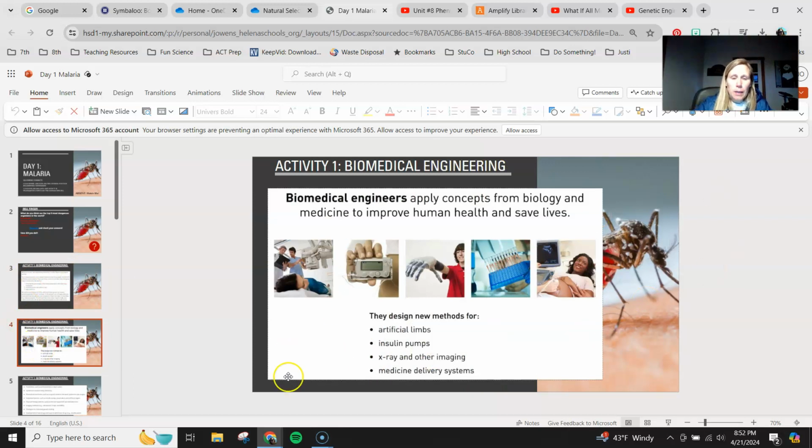Okay, so when we talk about this kind of job that you are being assigned, this is mainly what a biomedical engineer would do. And it's not just looking at pharmaceuticals in the sense of malaria. It could be anything like artificial limbs and prosthetics, insulin pumps, x-ray and other imaging, medical delivery services. Those are all products of biomedical engineers. Okay, so they study both engineering, they know a lot about technology, but the main thing is they have to understand biology and how the human body works.